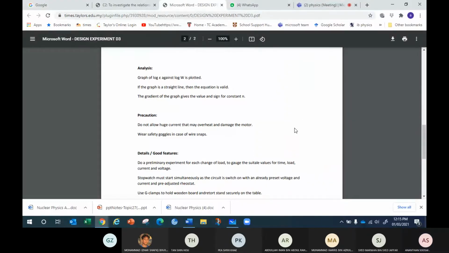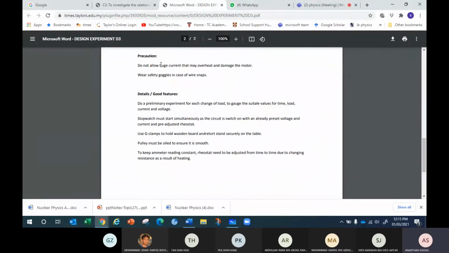Okay. So now precaution, one safety. Of course, wear goggles when handling the wires. If it snaps, it might come towards you and hit you, especially your vision, your eye. So it's safe by using goggles. Do not allow high currents, as they may overheat and damage the motor. And this is all safety. Right.